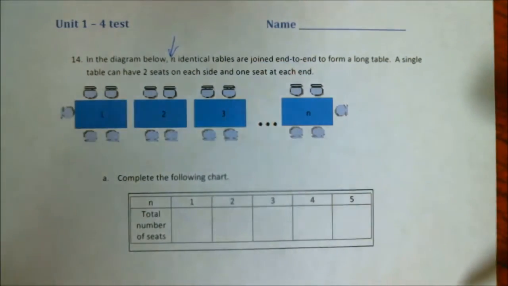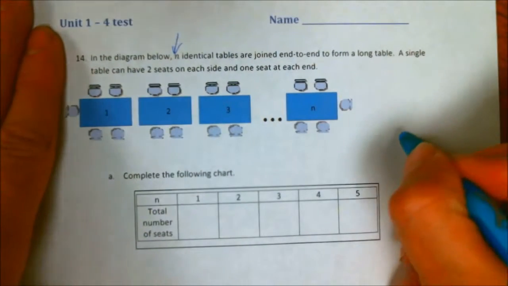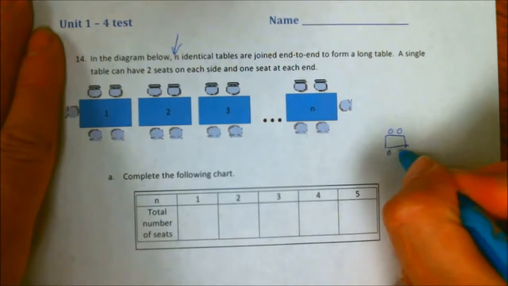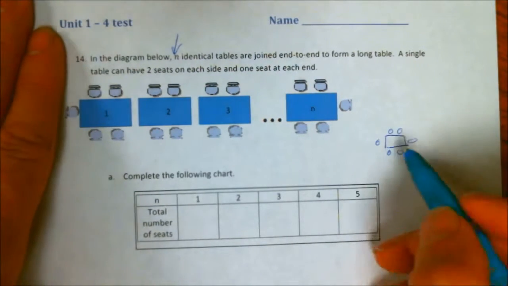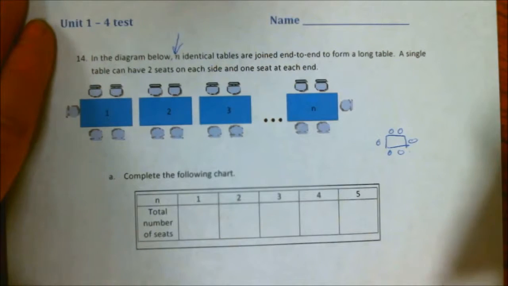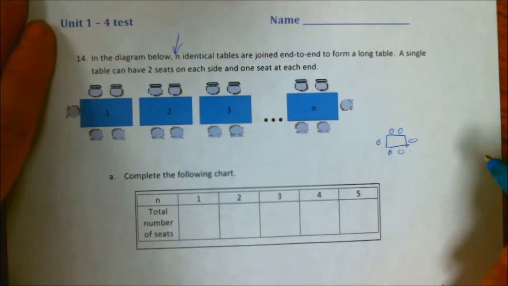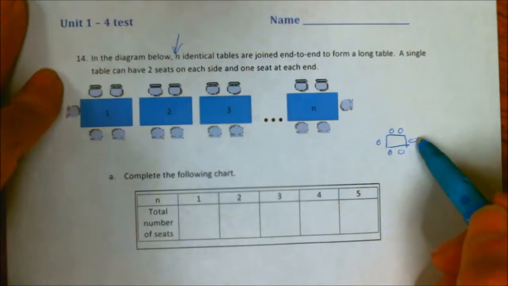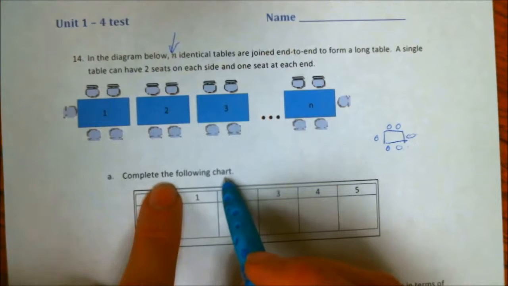One table can have 2 seats on each side and 1 seat at each end. So if I just had one table, I'd have a chair and a chair and a chair and a chair and a chair and a chair. I would have 6 total seats. Is that okay? It says a single table can have 2 seats on each side and 1 seat on each end. That's 6 seats. And then it says complete the following chart.